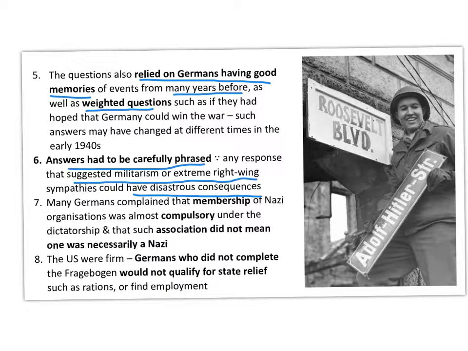Many Germans complained that membership of Nazi organisations had been almost compulsory under the dictatorship, which of course was a fact. The German Labour Front, as we said. Hitler Youth became compulsory eventually in 1939. And so association with a Nazi organisation did not necessarily mean that that German was a Nazi. But the US held to their view. They were very firm, and they said if you do not complete the Fragebogen, you will not qualify for state relief such as rations or find employment.